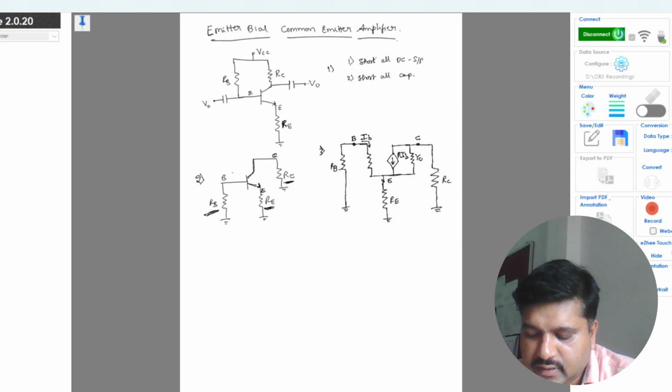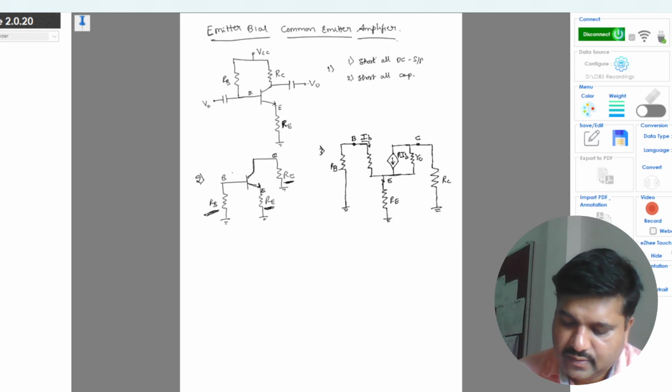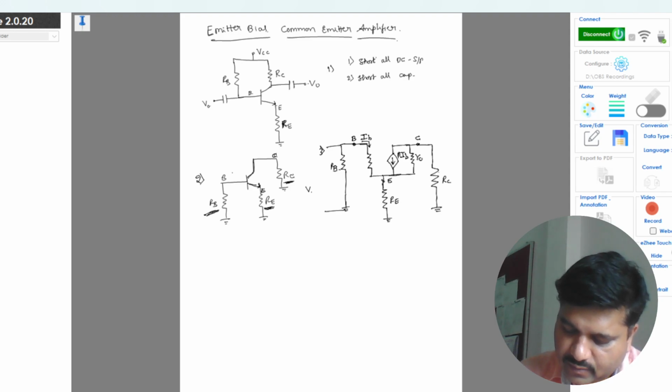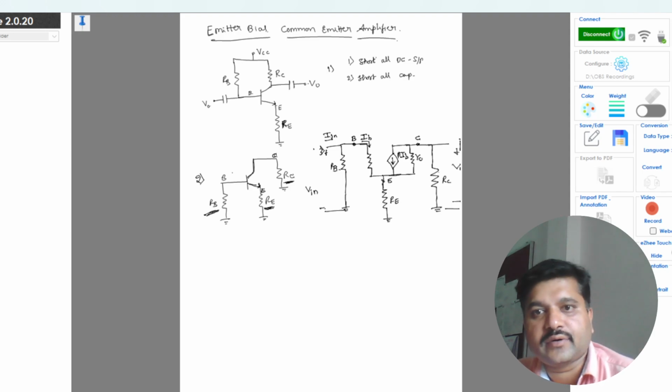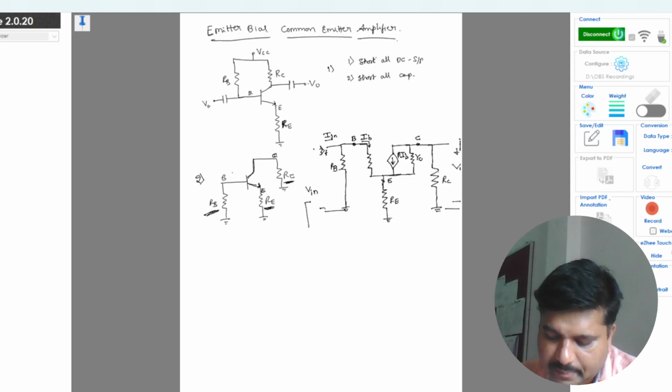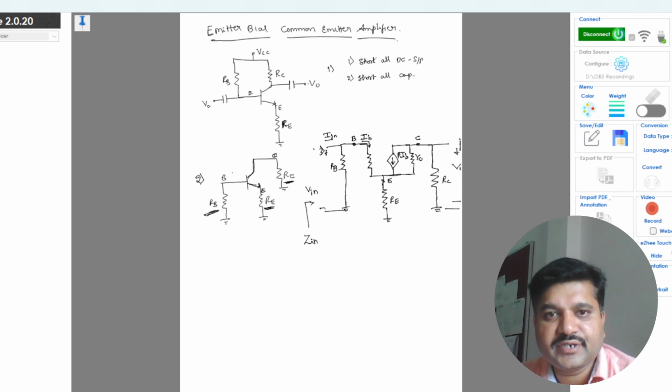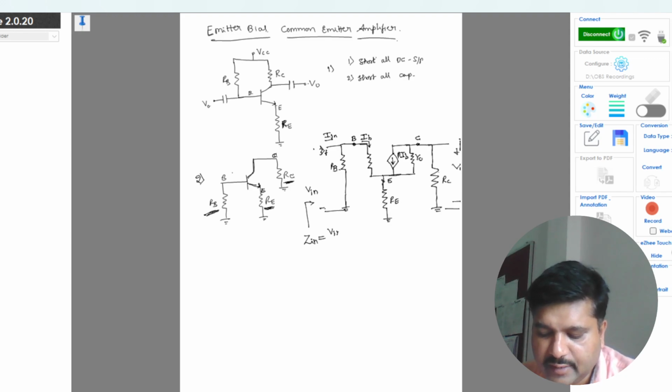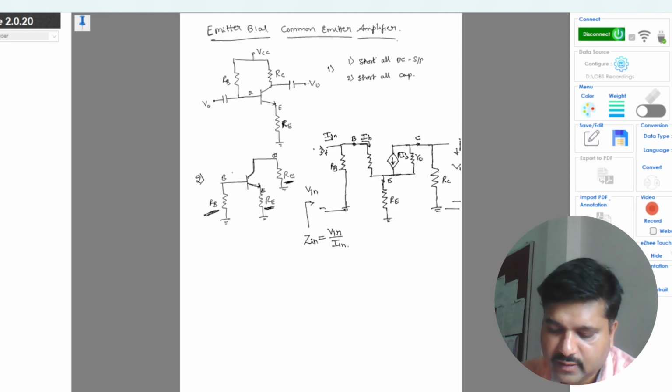circuit. To do the AC analysis, this is my input Vin, this is plus and this is minus, and this is my output V0 plus and minus. Corresponding to this is my input current and this is my output current I0. Now to find the input impedance Zin, as per the definition, input impedance is the impedance seen with respect to input voltage and input current. Input voltage means it is between these two terminals.